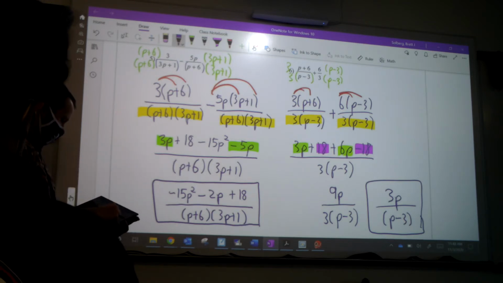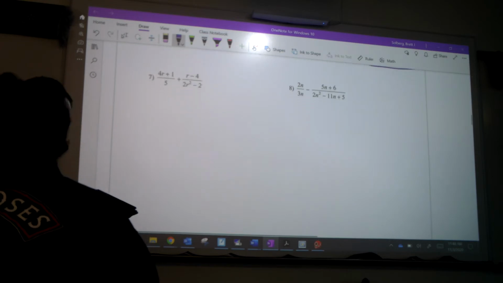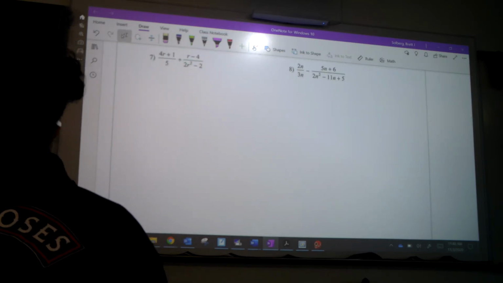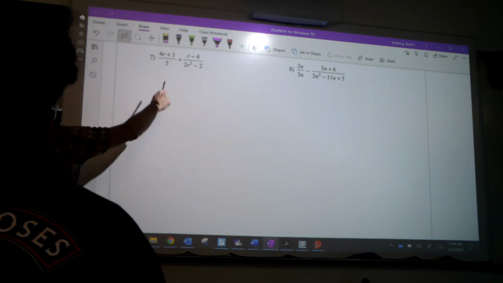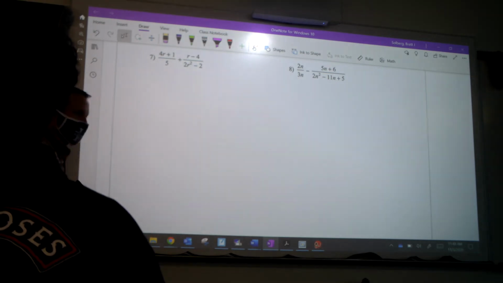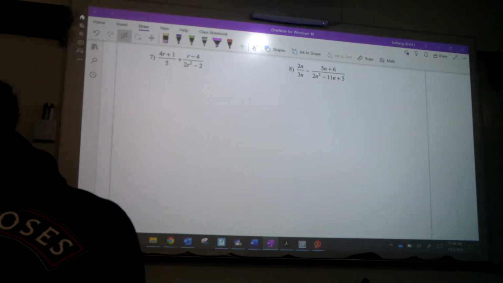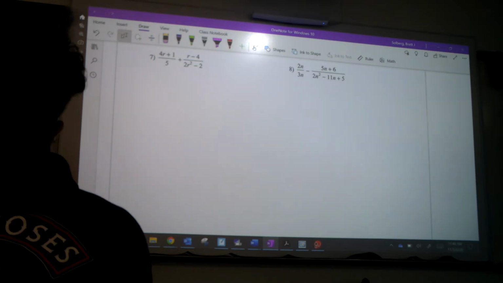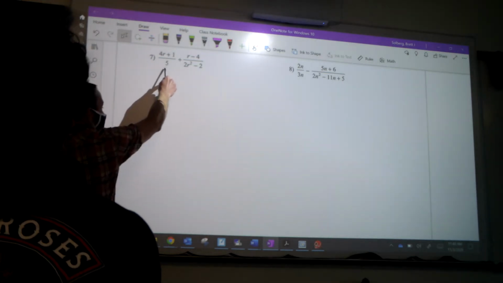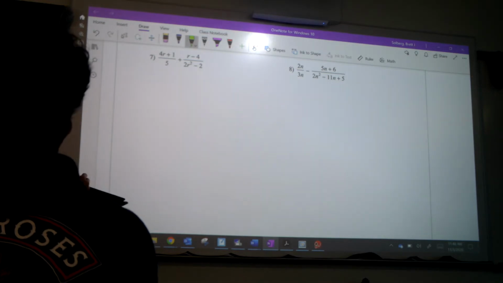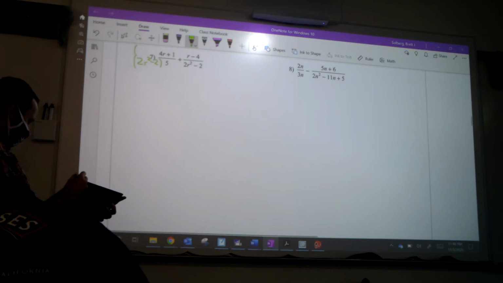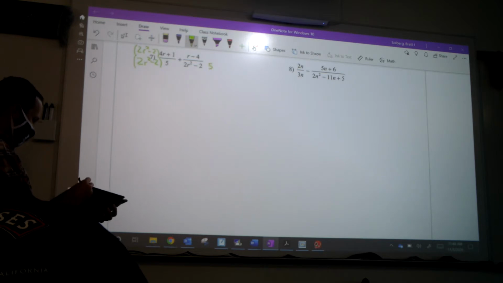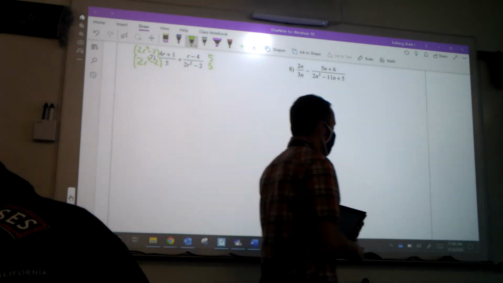Let's go down. We've got 2 more problems. Okay, now let's look at 7. What is the 5 going to need? What is a 2r squared minus 2 going to need? Well, the 5, what is it jealous of? 2r squared minus 2, right? So it's going to need the 2r squared minus 2. And what is a 5? What is a 2r squared minus 2 going to need? A 5.